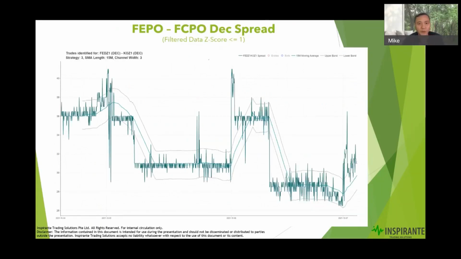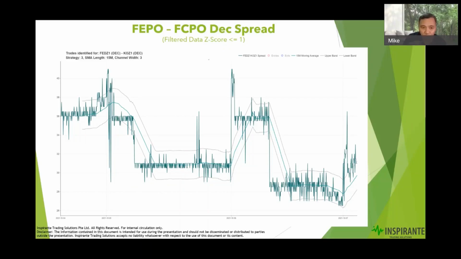Now, imagine if you're doing this December FEPO minus FCPO spread. What you can do is use a Bollinger band to gauge, for example, what is the extreme of the upside and downside. A Bollinger band at 2 standard deviations pretty much means 96% deviation from the mean, in a sense. So when I put this in, I will probably be looking to short the FEPO and go long the FCPO, hence short the spread, when it hits the upper extreme of the Bollinger band, and look to unwind the trade when it hits the lower end of the Bollinger band.